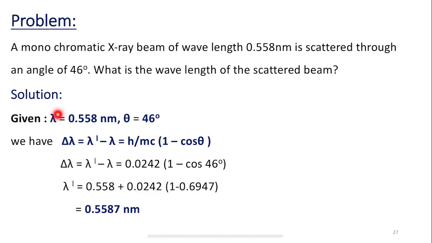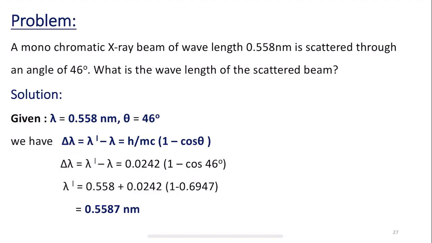So here he has given lambda, that is the incident radiation's wavelength. The angle of scattering, theta, is given: theta is equal to 46 degrees. What is the wavelength of the scattered beam? So he is asking us to calculate the wavelength of the scattered beam. The incident wavelength of the monochromatic X-ray beam has been given, that is 0.558 nanometer.